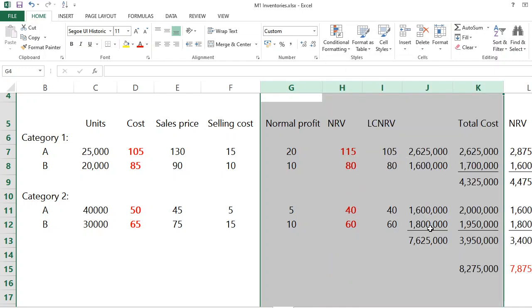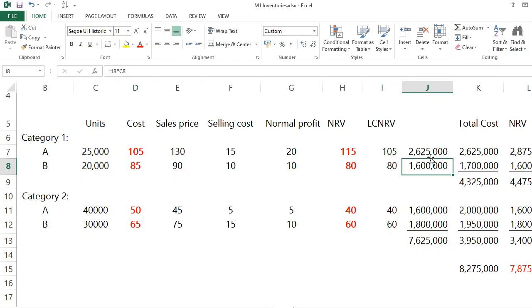So let's review. Using the individual inventory item, we have 2,625, 1,600, 1,618, which became 7,625. And then using the category approach, we have 4,325 and 3,950, which is 7,725 in total. And lastly, using the whole approach, we add everything, then we have 8,275 versus 7,875, so 7,875. It is the discretion of the company which to use, whichever grouping is more reasonable for applying LCNRV.